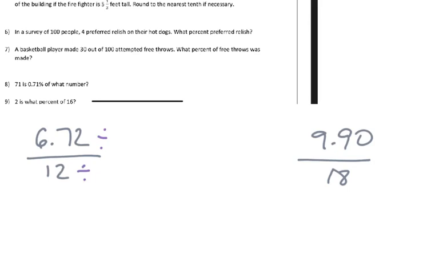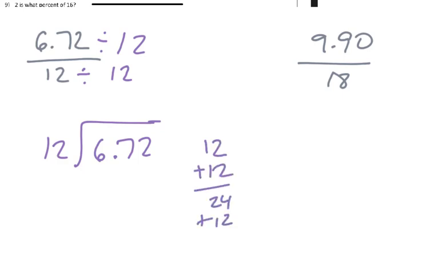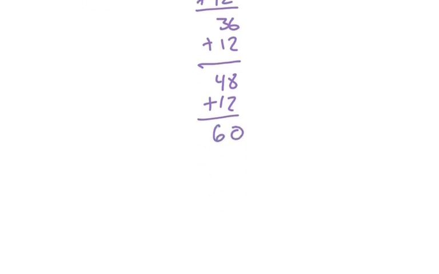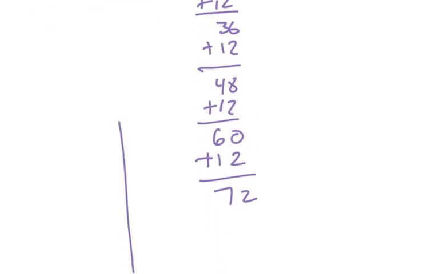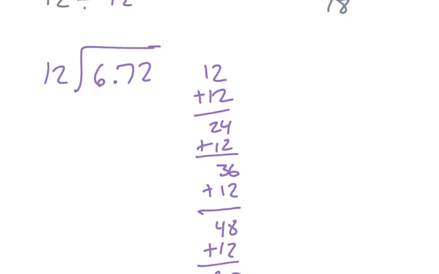So we're going to reduce. It says per ounce, so I'm just going to divide this by 12. I'm going to have to figure out what 6.72 is when I divide by 12. So how many times does 12 go into 67? I don't know, so I'm just going to keep adding 12, until we get to 67, and now I've gone bust.